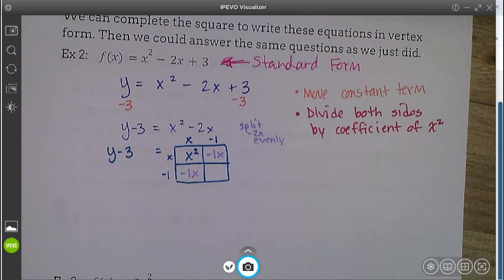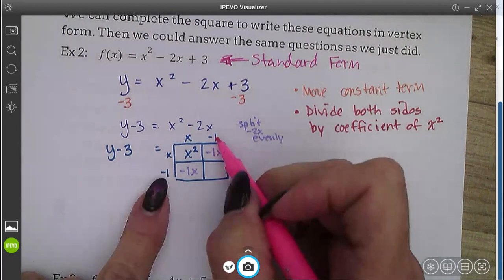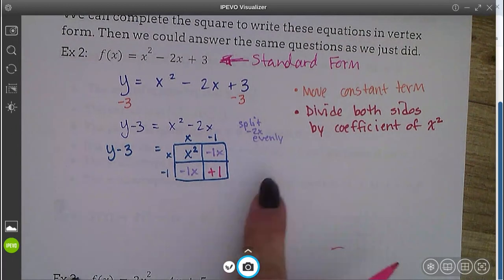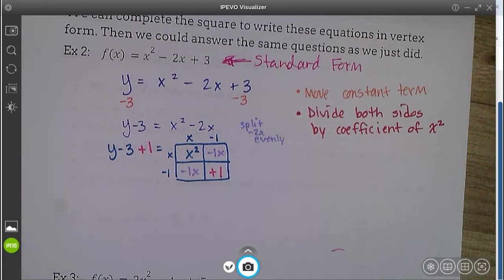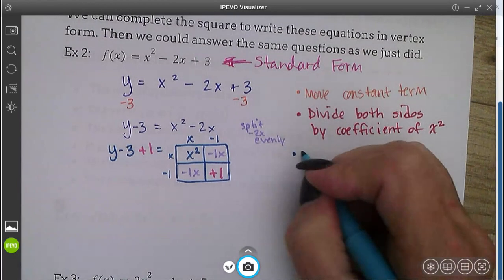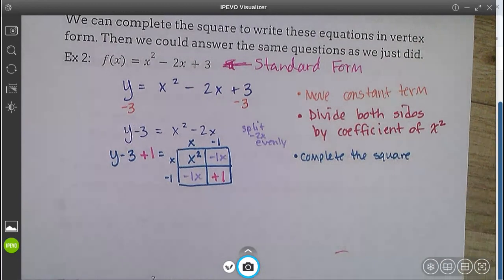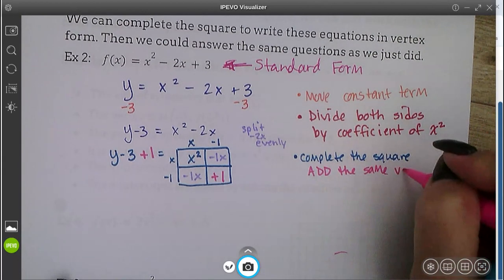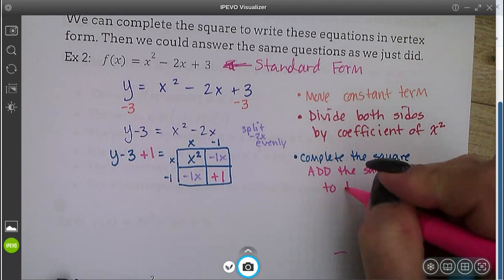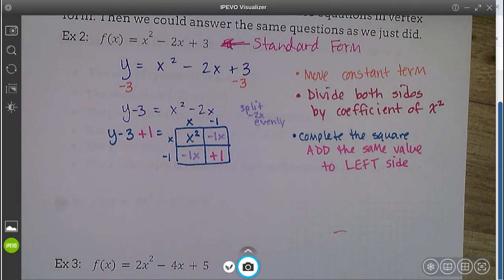Then I figure out the number that completes the square. The number that goes into this space right here is negative 1 times negative 1, so positive 1. Since I added 1 to the right side, I also have to add 1 to the left side. So we are going to complete the square, and we have to remember to add the same value to the left side. If you forget to add that value to the left side, you're going to be in a mess.